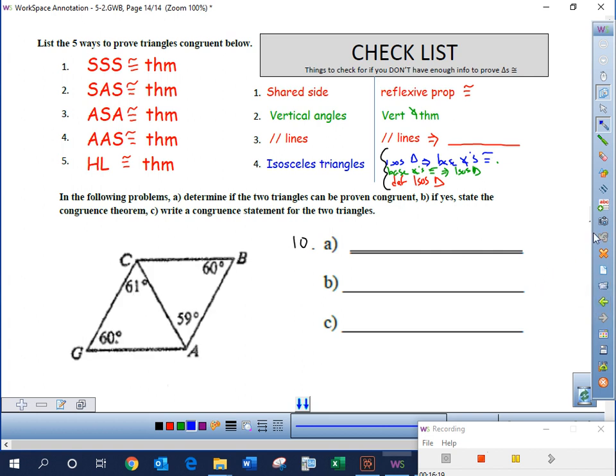Here's an interesting one. I got me a shared side, so I can mark that. I don't have any sides whatsoever to start with, so I know I have to go to the checklist. I got a shared side, and to get some angles, I want to mark them. I got a 60, the same as a 60. Sorry, my pen messed up there.